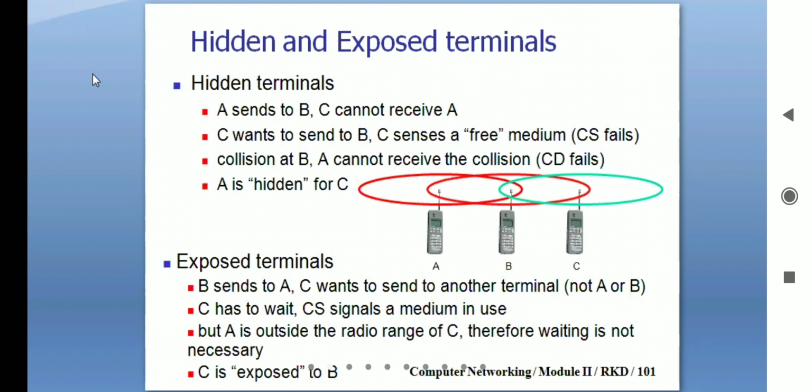And when C sends, the medium appears free. So sensing the medium fails because A and C are hidden to each other.